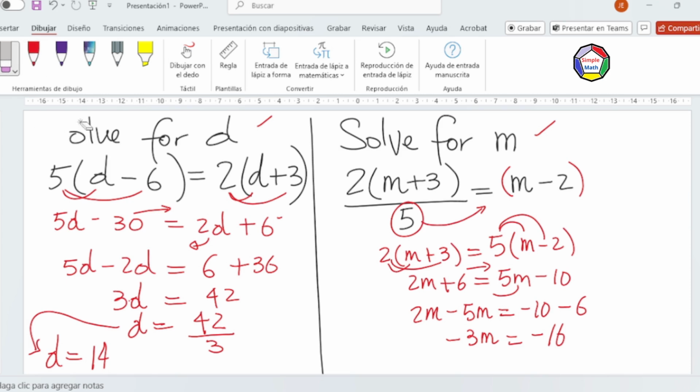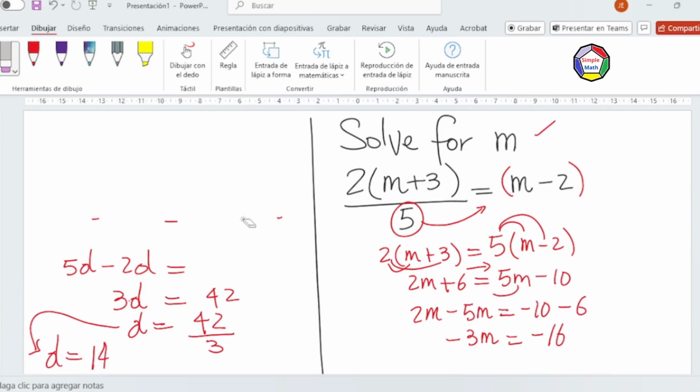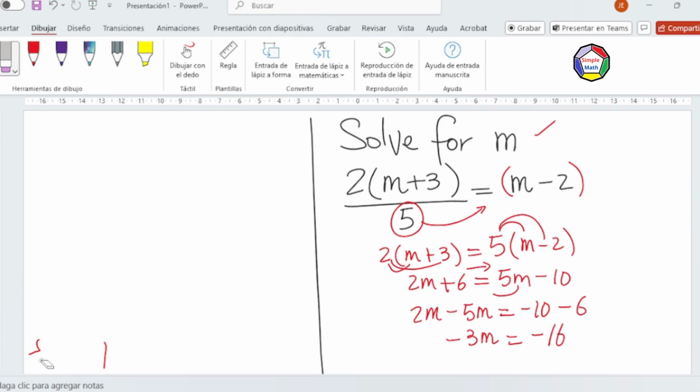Guys, I'm going to erase this part. I don't have more space. So I will erase this part to complete the exercise. Give me a while. Well, my board is not really big. All right, let's continue. I will bring this part here.